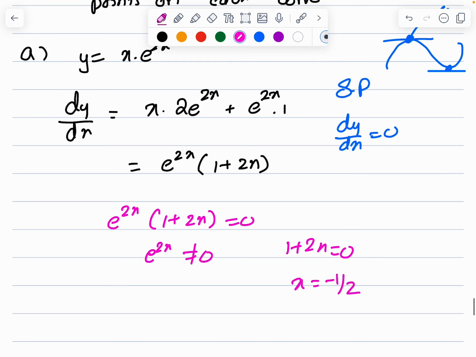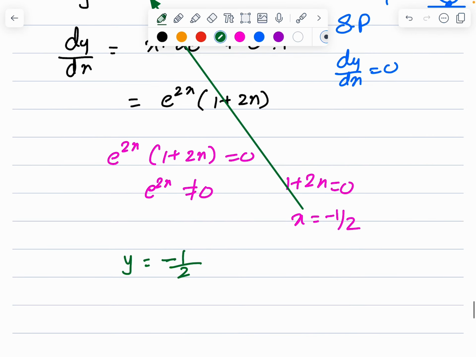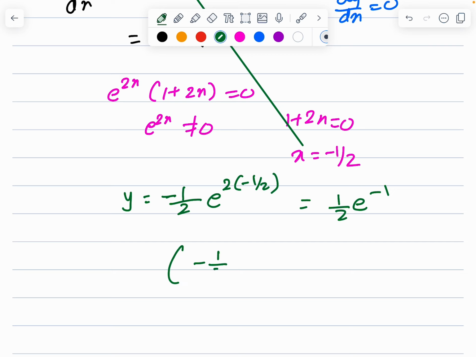Once x equals negative half, plug in x equals negative half in this equation to get the value of y. So negative half times e to the power of 2 times negative half, which is going to be negative 1 upon 2 e power negative 1. So what will be the answer? Negative half comma negative half e power negative 1.